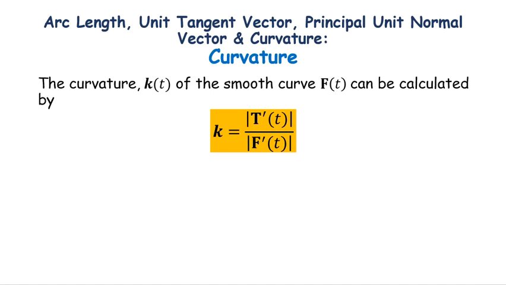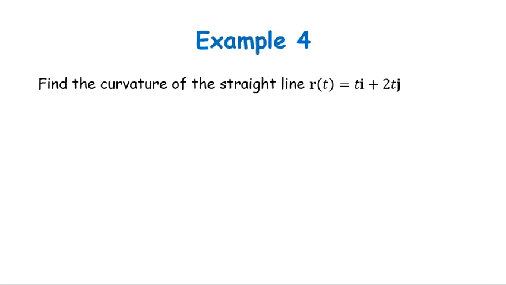The final item for this video lecture is curvature. The curvature, for which the symbol is kappa, of a smooth curve of a vector function can be calculated by finding the magnitude of the derivative of the tangent vector, and also the magnitude of the derivative of our vector function. So we're going to do example 4.